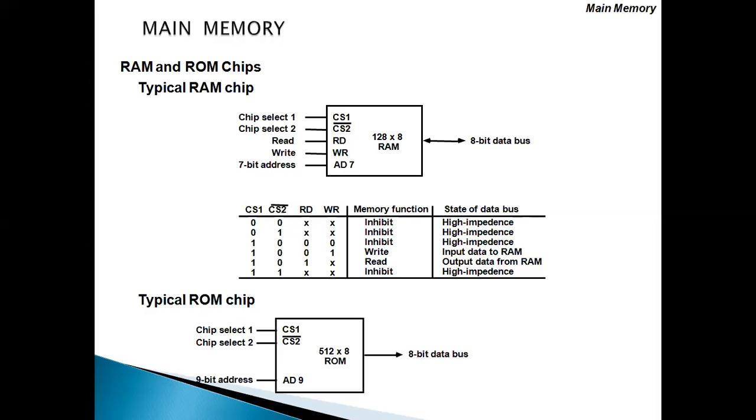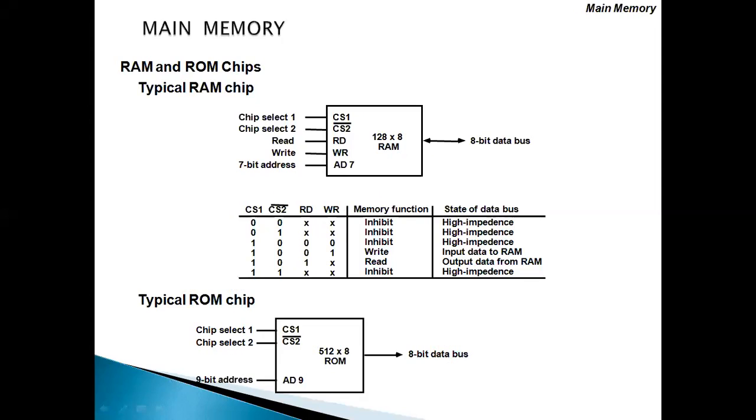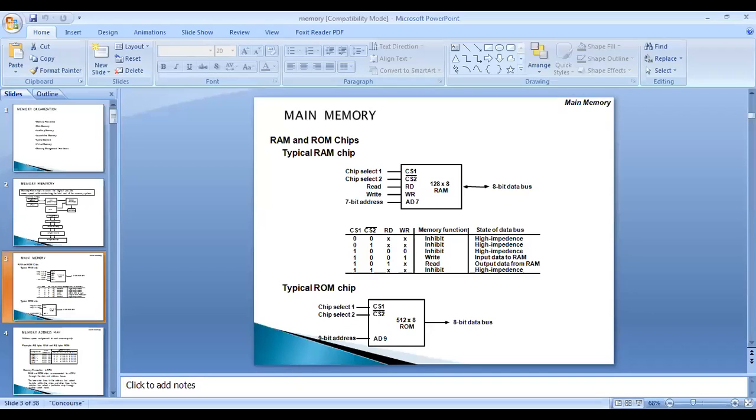The possible questions from this concept are: what are the different types of RAM and ROM? What is the difference between RAM and ROM? And briefly explain the circuit diagram of the RAM and ROM chips. So is it clear? You can ask me if you have any queries.